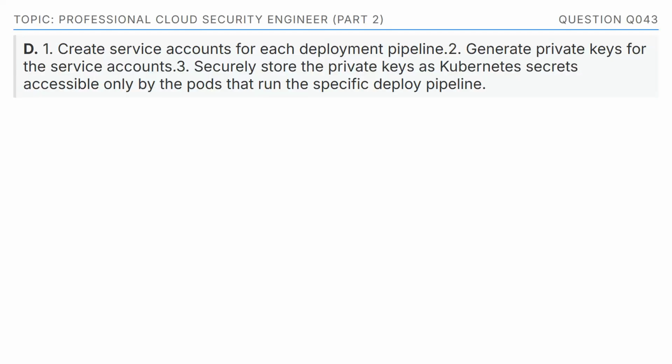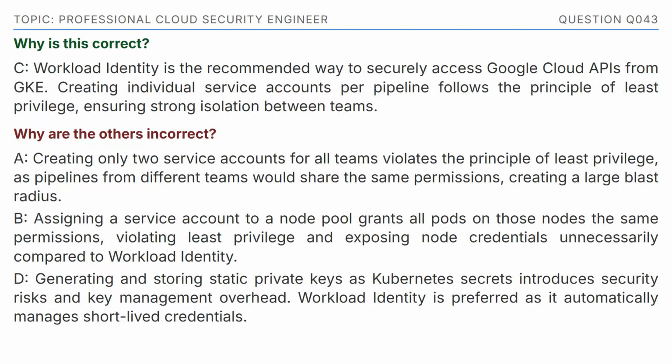Review the options on screen. Why is this correct? C. Workload identity is the recommended way to securely access Google Cloud APIs from GKE. Creating individual service accounts per pipeline follows the principle of least privilege, ensuring strong isolation between teams. Why are the others incorrect?